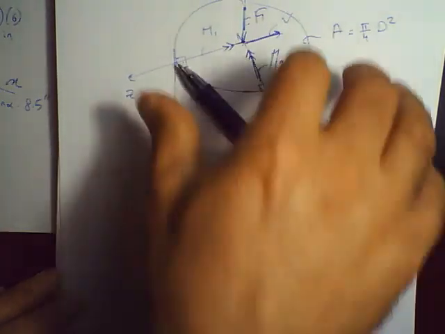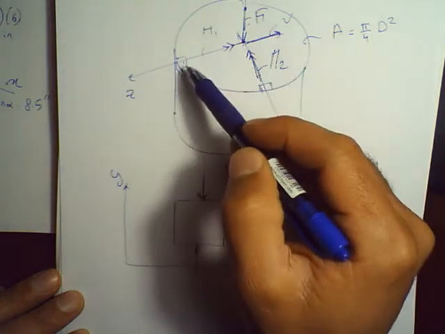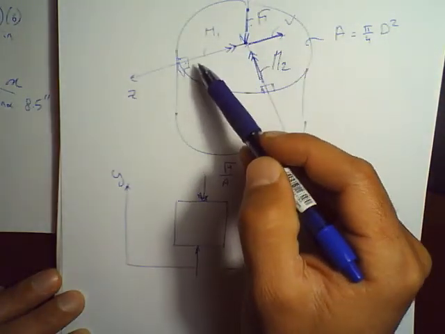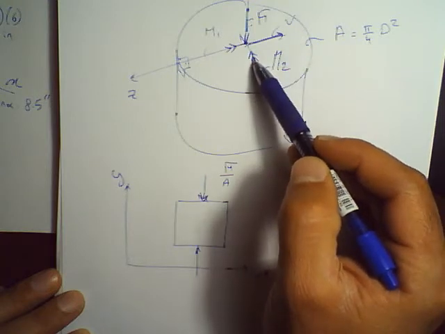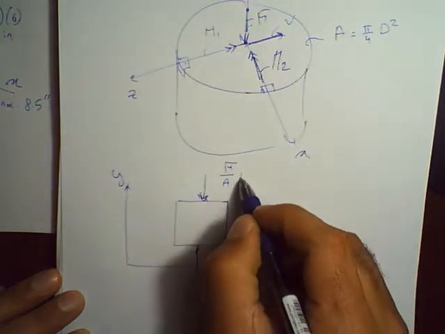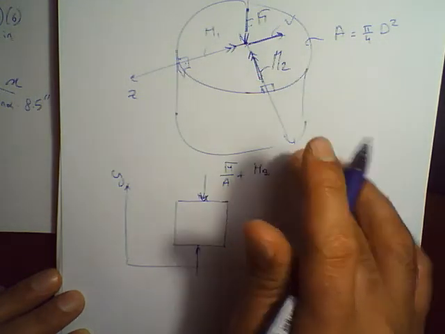So this is your moment. If that is my moment, then this portion is going to be in tension, and this guy is going to be under compression. It's like I'm trying to twist that like that. So this would be in tension, and this would be compression. Compression is going to be in the direction of rotation of this guy, so it would be plus M2.